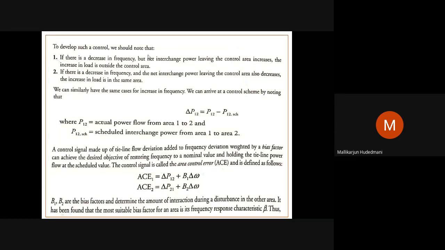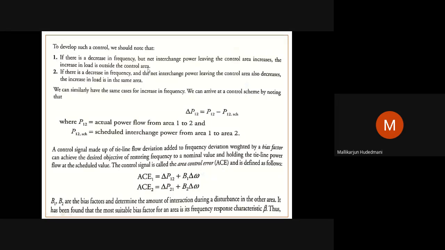If there is a decrease in frequency, but net interchange power leaving the control area increases, this is because of an increase in load outside the control area. We have to be very careful here. You have to imagine this statement very carefully.